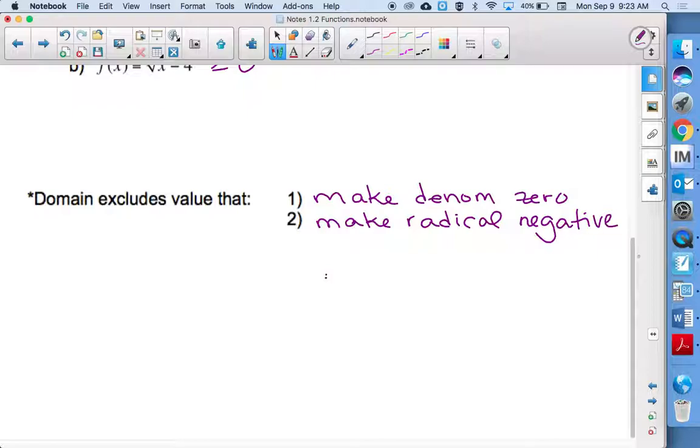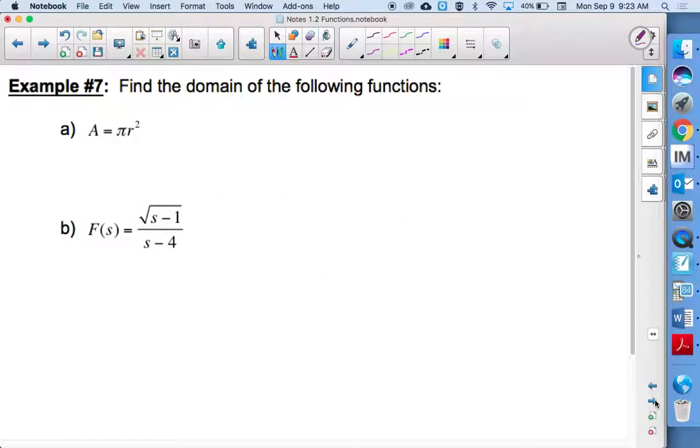So we're going to go through 2 more domain problems. And again, just looking at domain, not talking about range. Domain you can do algebraically without relying on a graph. So the first one we have here is A equals pi r squared. What does that represent? A circle. So that's the area of a circle.